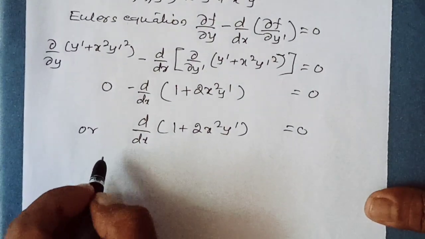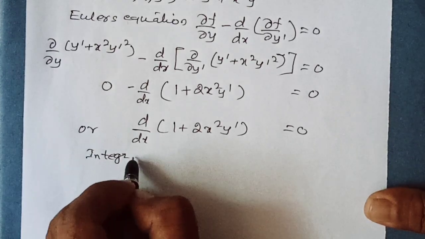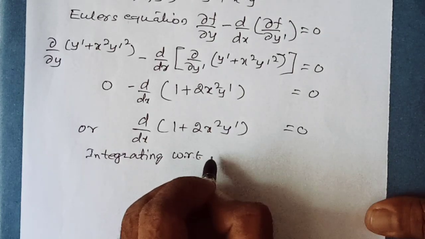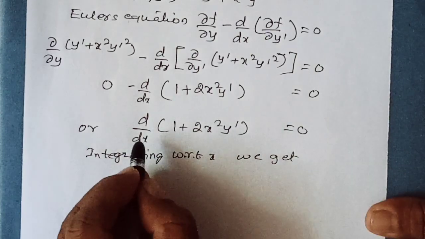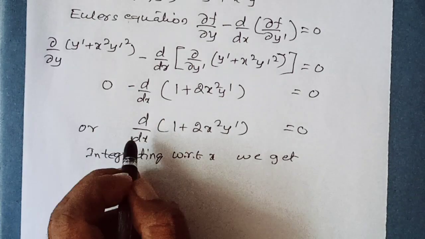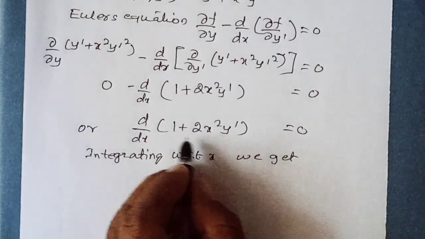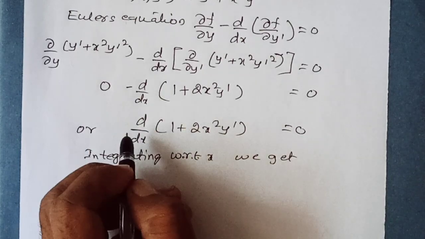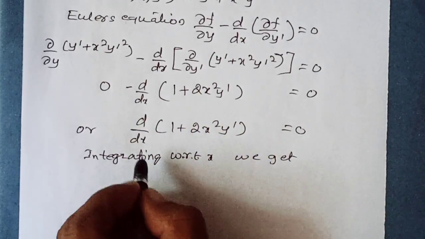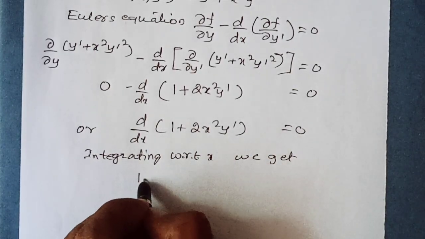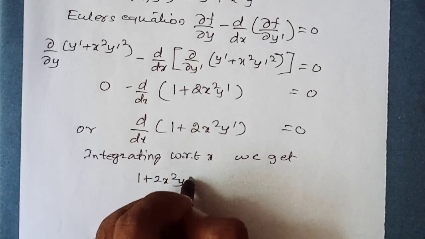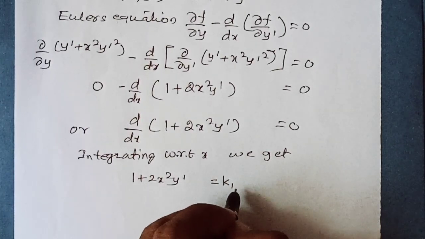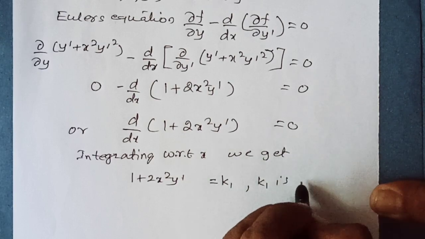Next, integrating with respect to x, we get: integration of d by dx of this term is the term itself. So it is 1 plus 2 x square y dash is equal to a constant, we'll write k1. So k1 is a constant.